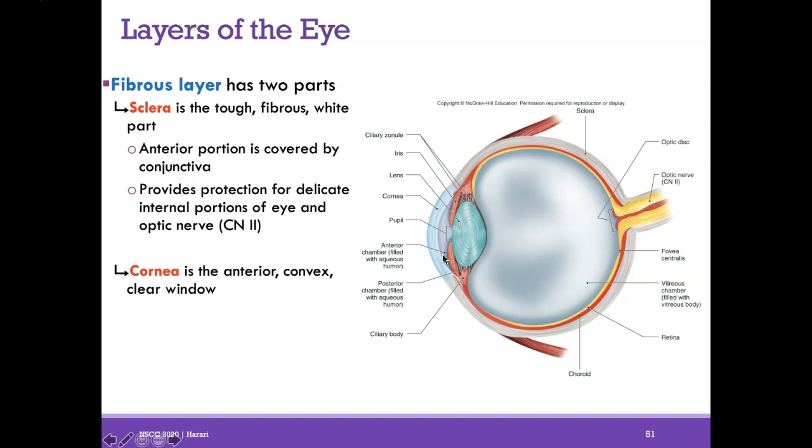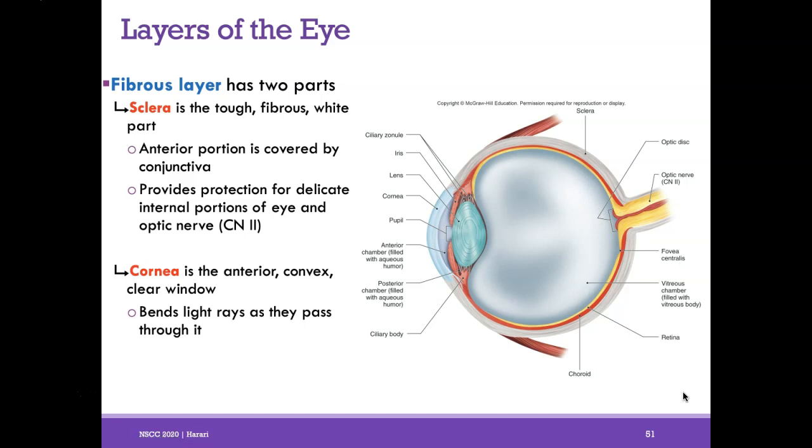And the cornea is the other part of the fibrous layer, a clear window. The purpose of the cornea is to bend light rays as they pass through it, so they hit the right part of the retina at the right time.